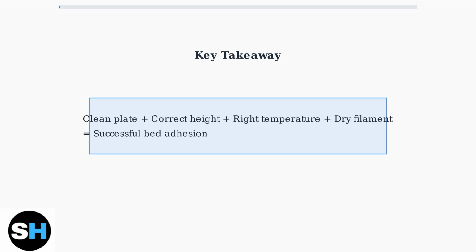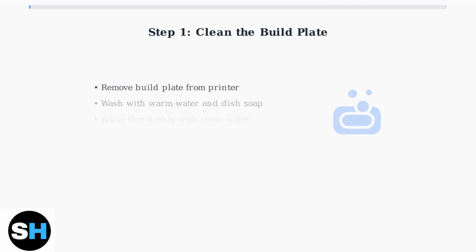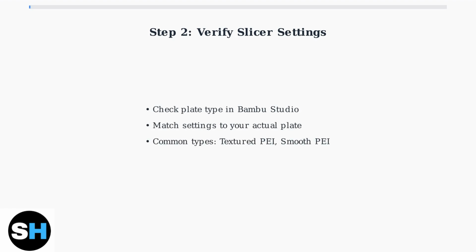your Bambu Lab P1S. The first and most critical step in fixing bed adhesion issues is properly cleaning your build plate. Start by removing the plate from your Bambu Lab P1S printer. Next, verify that your slicer settings match the build plate you are using. Incorrect plate type settings can cause adhesion failures even with a clean plate.